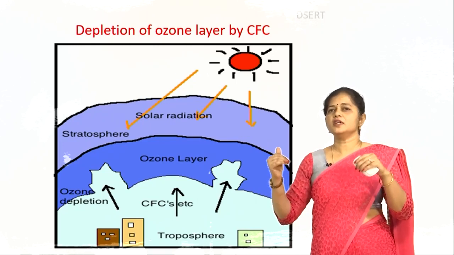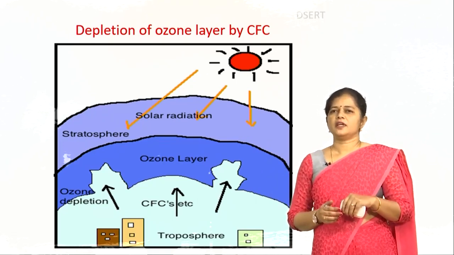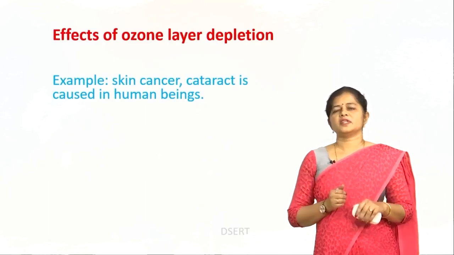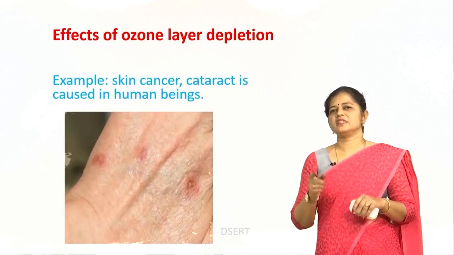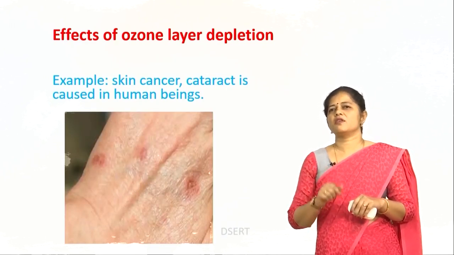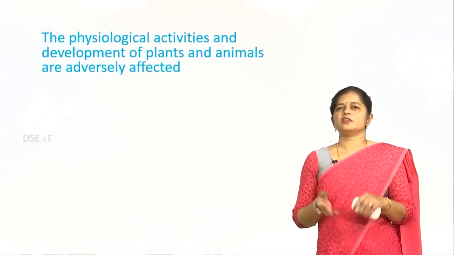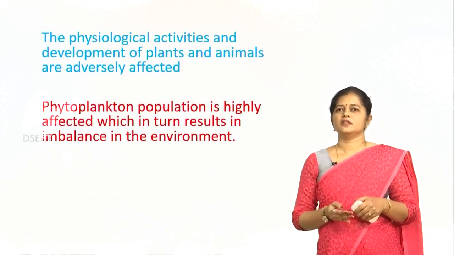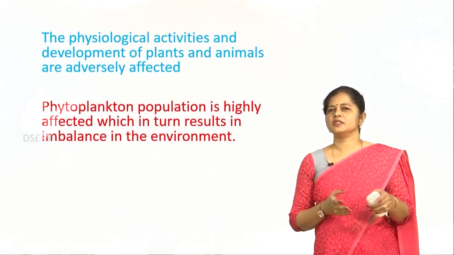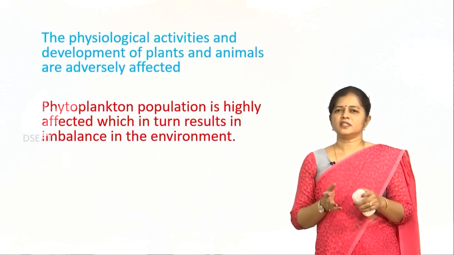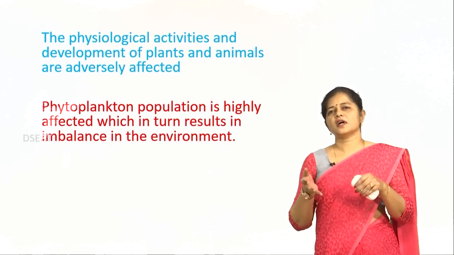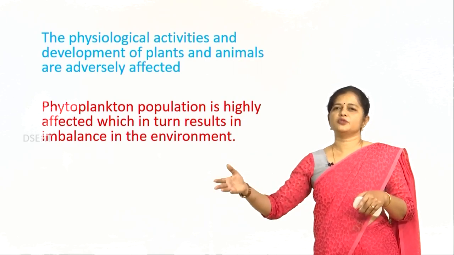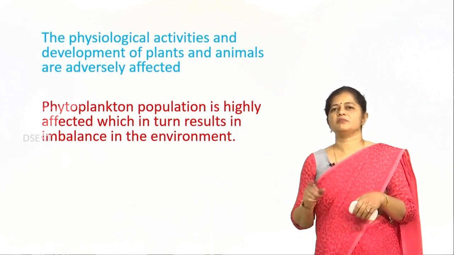Now what happens if the ultraviolet rays enter into our environment? Lots of problems are created. One example is skin cancer and cataract being caused in human beings. Other effects are that the physiological activities and the development of plants and animals are adversely affected. For example, the phytoplankton population in the oceans will be affected, which will result in an imbalance in the environment because the phytoplankton are the producers in the ocean. If their population is affected, the food chains and the food webs will be highly affected. So that will cause an imbalance in the environment.